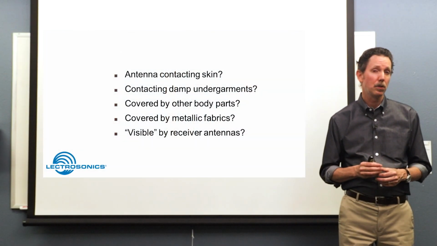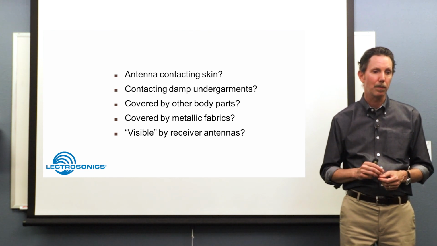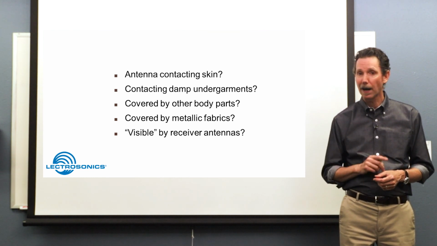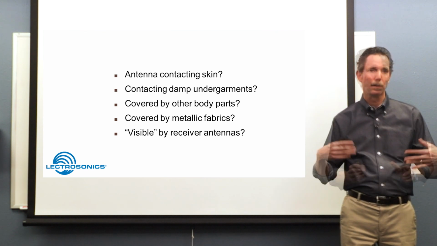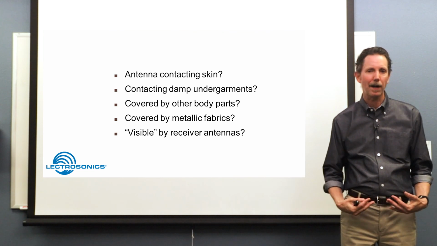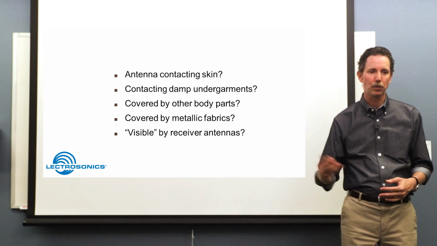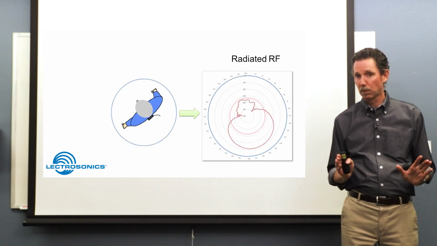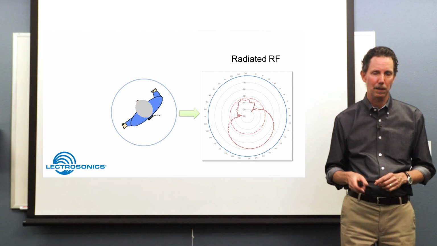So here are the questions you should ask yourself. Is the antenna contacting skin or damp undergarments? Is it covered by body parts? Is it covered by metallic fabrics? You know that in a lot of theater productions and some of our work, there are fancy costumes or metallic fabrics, and this can definitely block RF from getting transmitted. And line of sight: are the transmitter and its antenna visible to the receiver antennas?